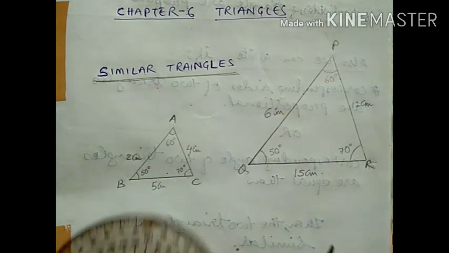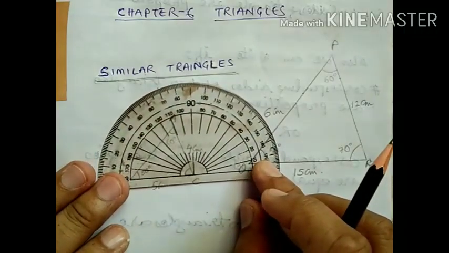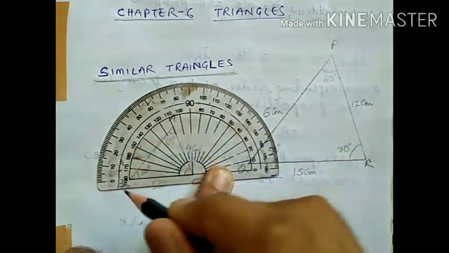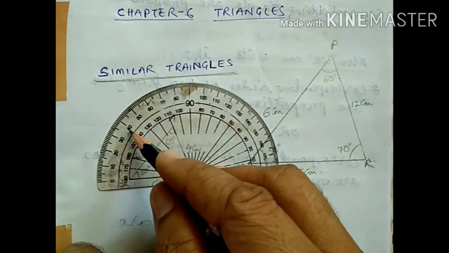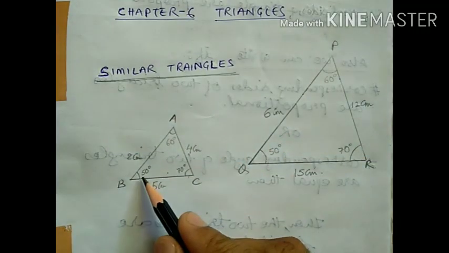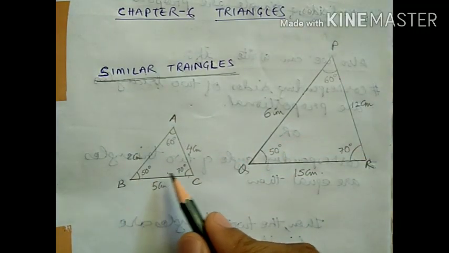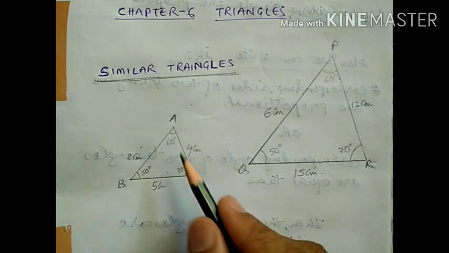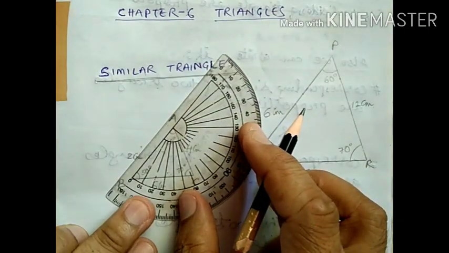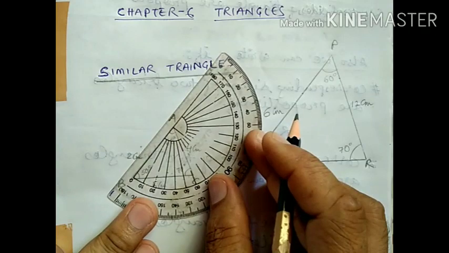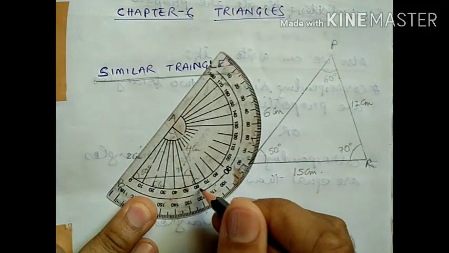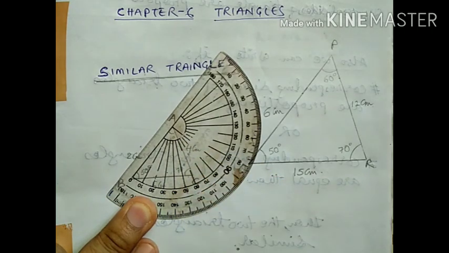Like that angle C. If I do the measurement, I have to start from the left 0: 0, 10, 20, 30, 40, 50, 60, 70. So angle C is 70 degree. So angle B is 50, angle C is 70. Like that angle A is 60 degree. You can check it out. As you can see here, 0, 10, 20, 30, 40, 50, 60. See, this is 60 degree. I think it's visible to you.